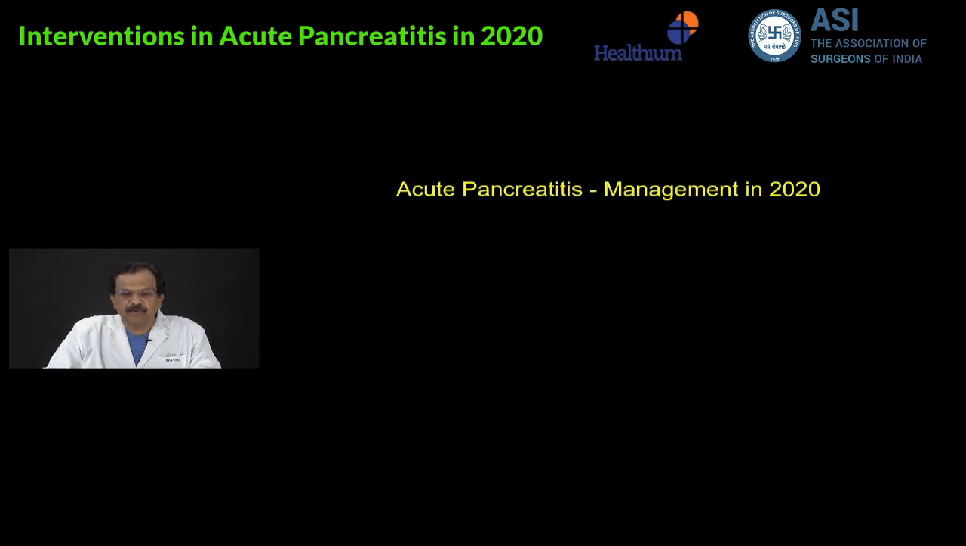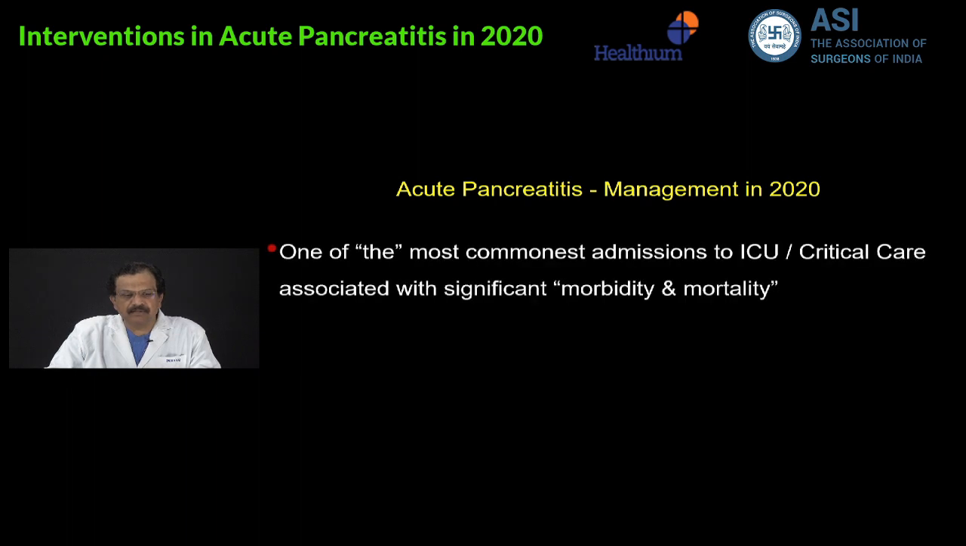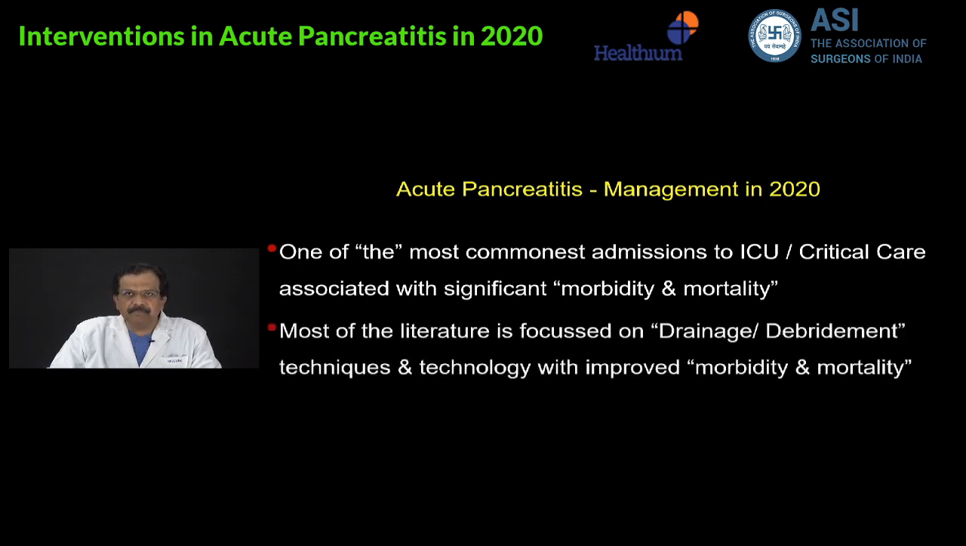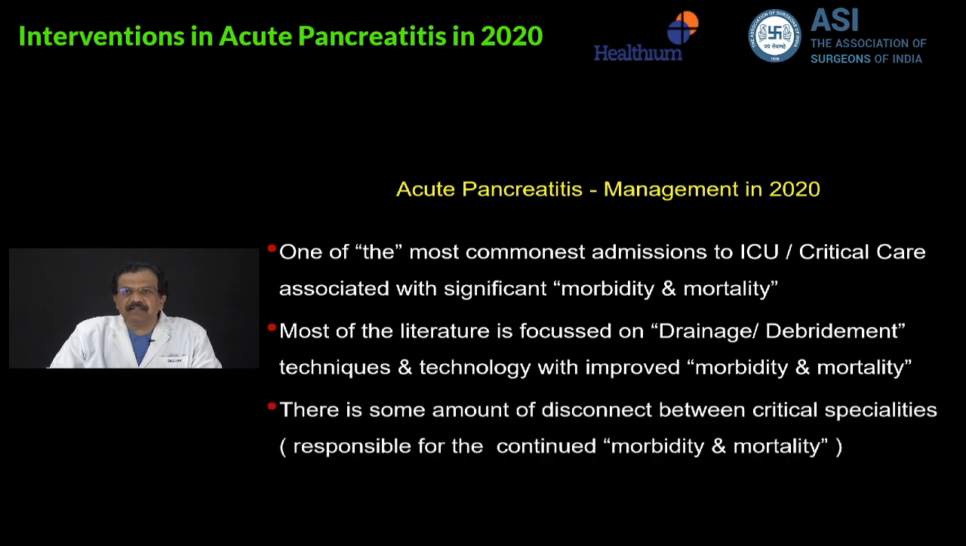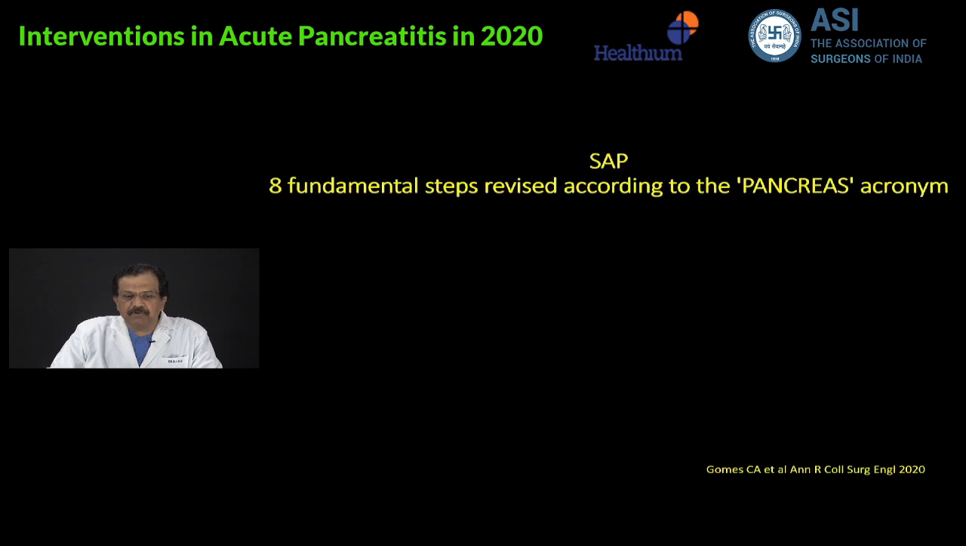Acute pancreatitis in 2020: the management options are variable and different specialties are involved in its management. Acute pancreatitis is one of the most common admissions to the ICU and critical care and is associated with significant morbidity and mortality. Most of the literature is focused on drainage and debridement techniques and technology with improved morbidity and mortality. Surprisingly, little is said about critical care. There seems to be some disconnect between critical specialties, which is responsible for the continued morbidity and mortality, and a lot of importance should be stressed on critical care in the management of patients with acute pancreatitis.